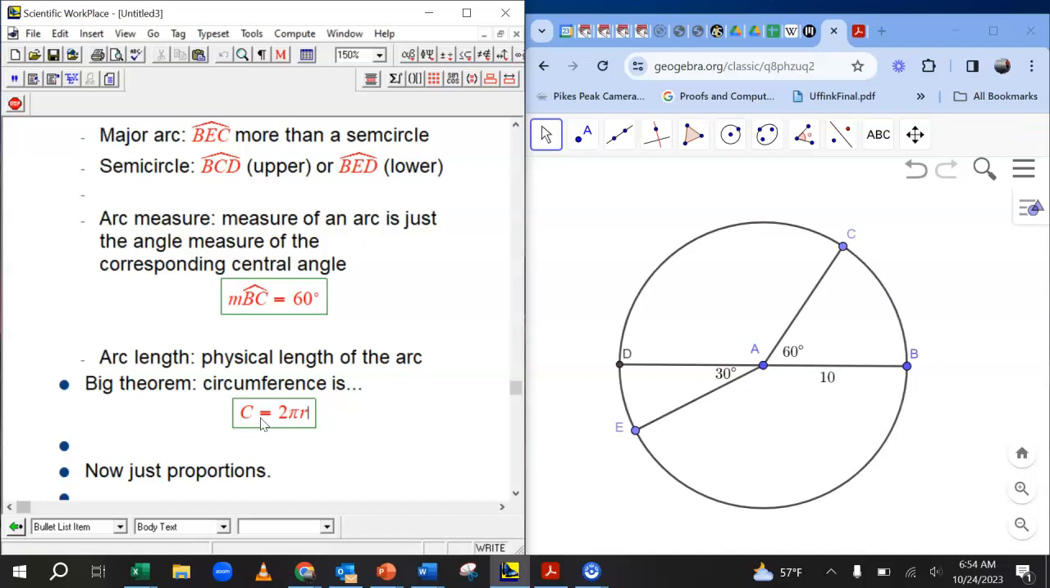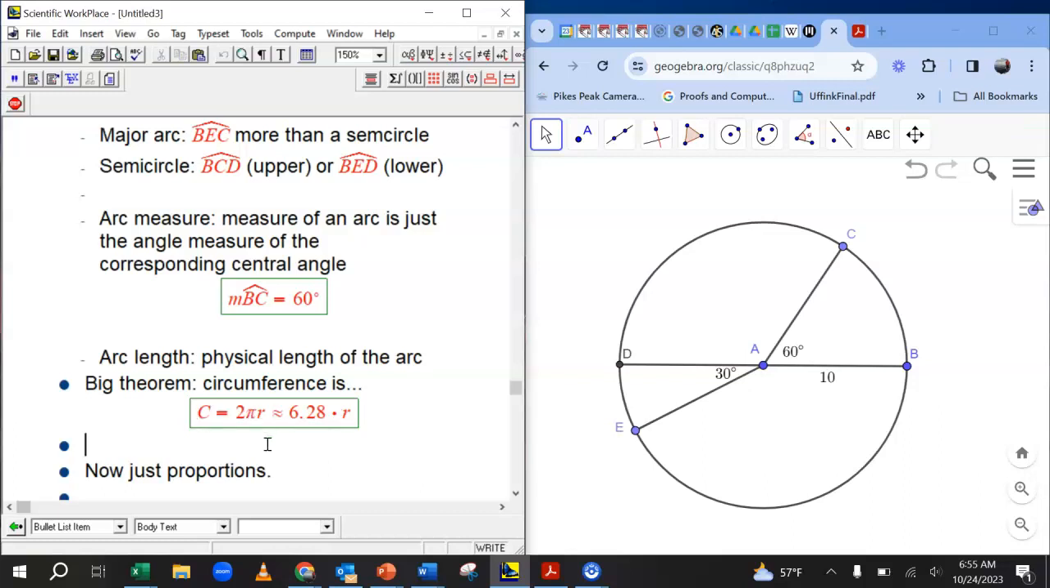Soon enough, we're going to also think about the area of a circle. That's going to have to do with pi as well. And you don't want to confuse the two. But the big theorem is that the circumference of a circle is 2 pi times the radius. So it's about 6.28 times the radius. So if this is 10, then the entire circumference is about 62.8. And that's really crucial. Now, once we have that, that's something we really just commit to memory.